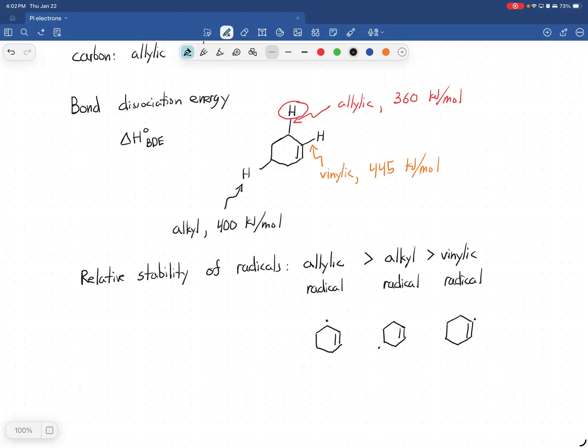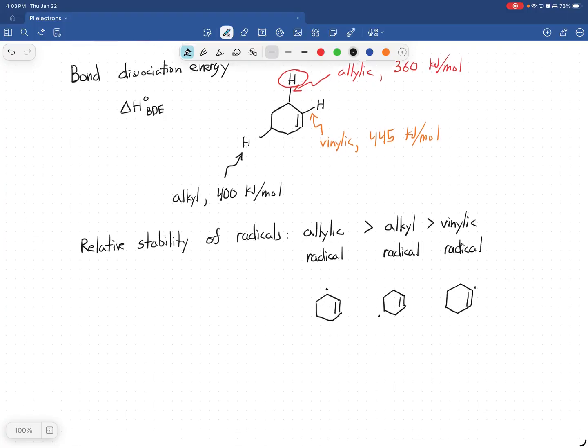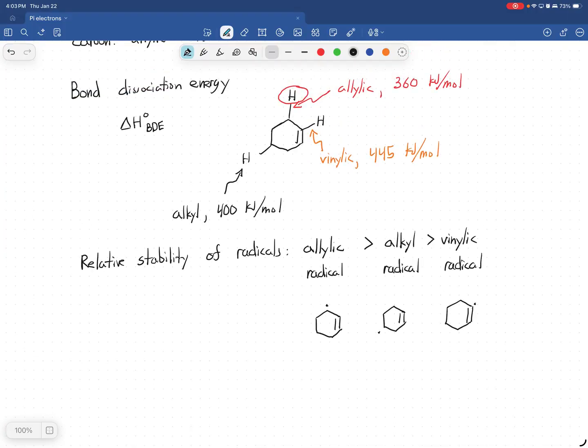One of these radicals has a special kind of stabilization. Something happens that helps stabilize this radical, and we'll talk about that. But are there any questions on this page? Any questions on the concepts here? The weakest bond will form the strongest radical intermediate, and it turns out the allylic position is the most stable. The C-H bond there is the weakest, so it's the easiest to break. So that radical forms the fastest.